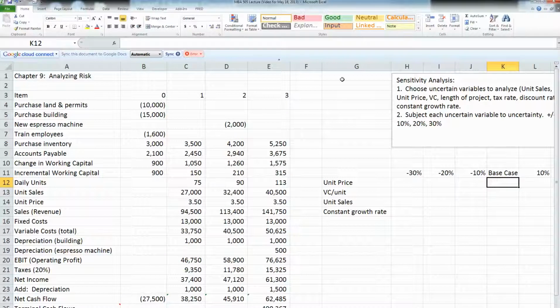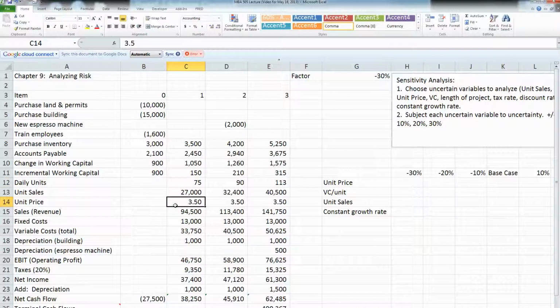Excel can actually do this. It has something called a scenario manager, but I find it actually just as quick, if not quicker, to do this myself. So what I'm going to do is create a cell that I'm going to call the factor. And first I'm going to make it minus 30%. And then I'm going to go to the cell that I want to adjust, so unit price, and that's here in row 14. And I'm just looking at my formulas here.